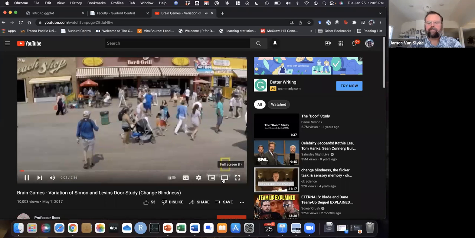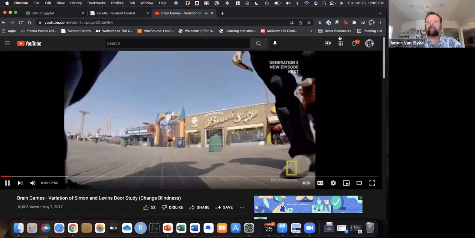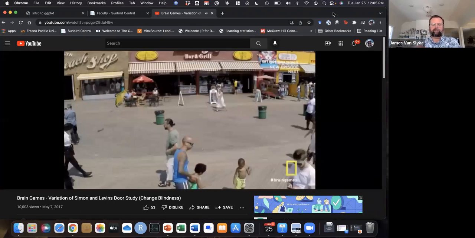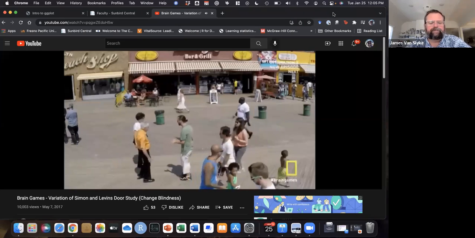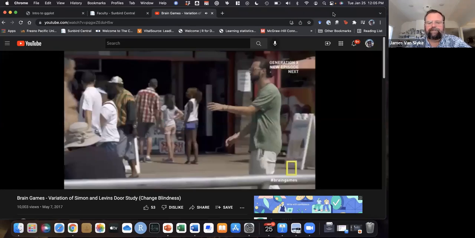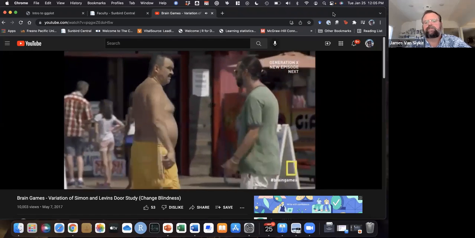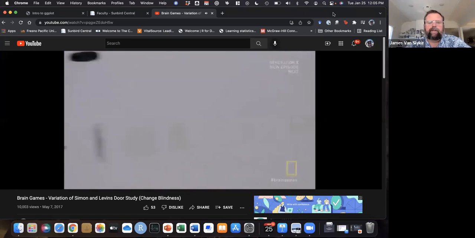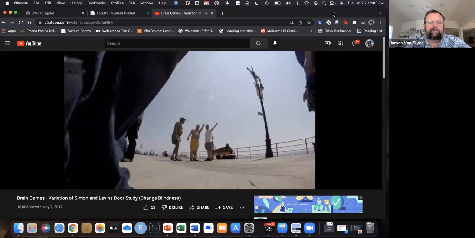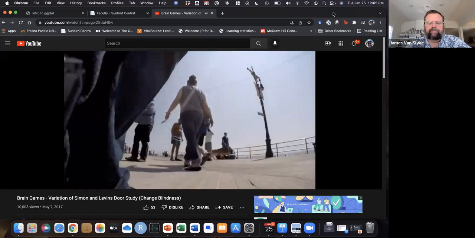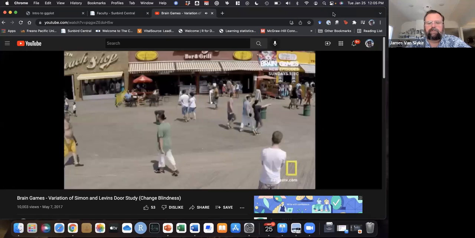We've set up hidden cameras on the boardwalk to try and pull a fast one on unsuspecting grown-up brains. Do you know where the subway is? We've invited 2 actors to join us and ask people here for directions. Excuse me, sir. Do you know where the metro stop is? But when we switch out the person asking for directions, how do you think these grown-up beach brains will react? Great, thank you. One, ask beachgoers for directions.